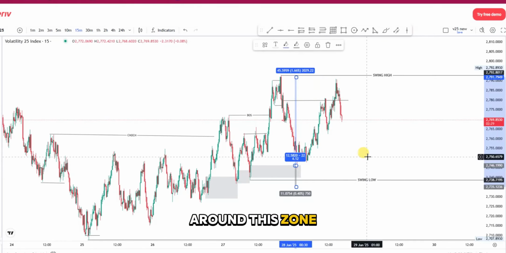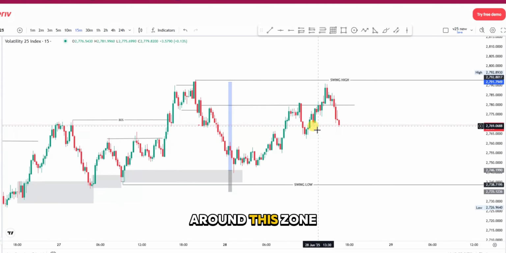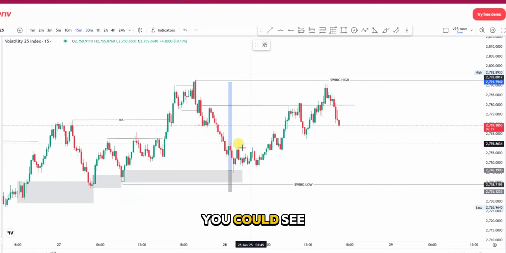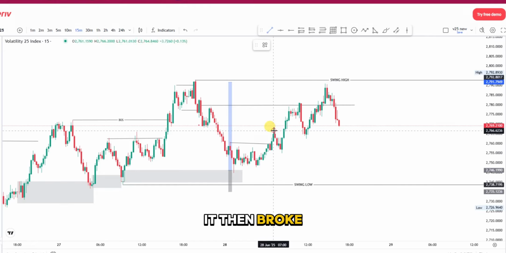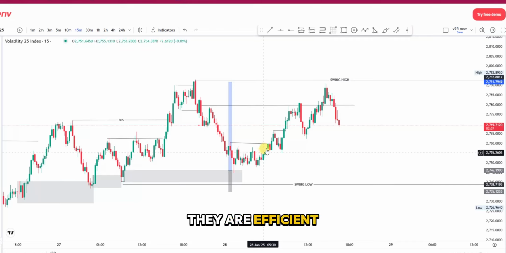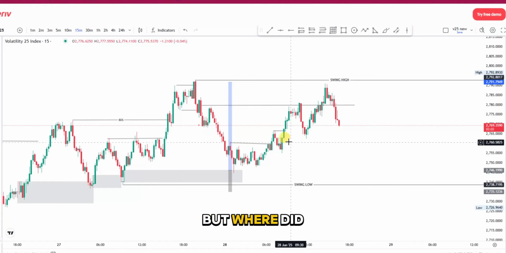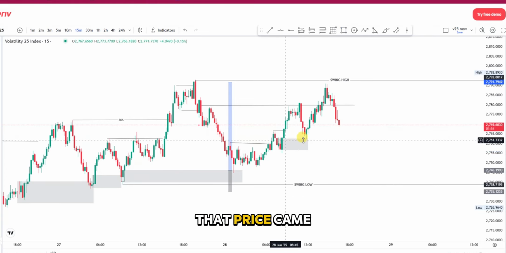Price is now around this zone, and from this zone we could see that we can also have another trade around this zone, because this is a substructure and it is a minor structure. So when you look at this, you could see that the price gave us an internal change of character. It then broke structure also, and when you look at this move, the whole of this move is efficient price action, because we don't have any fair value gap or any inefficiency within. But where did we have an inefficiency? Here, which price has already mitigated again. When it came for the pullback, you will see that price came and mitigated it.